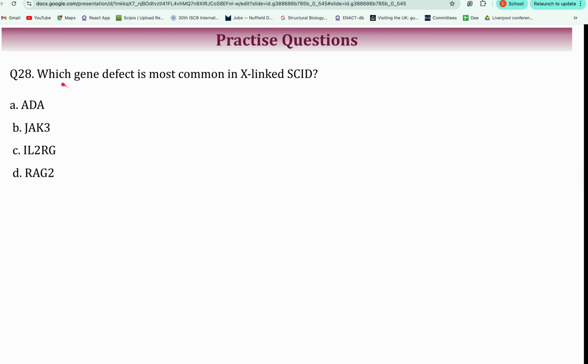So we have next question, which is which gene defect is most common in X-linked SCID? Option A, ADA, option B, JAK3, option C, IL2RG, and option D is RAG2. So keep this thing in mind that it is X-linked SCID and it is not autosomal.